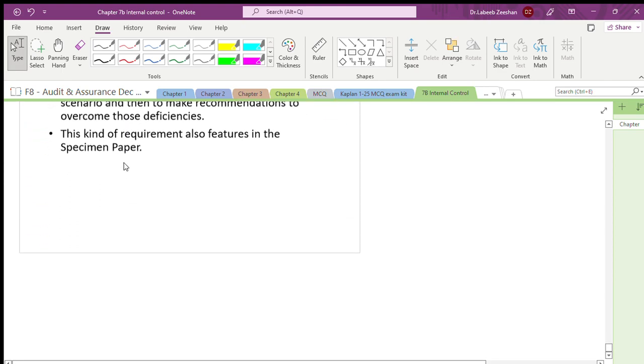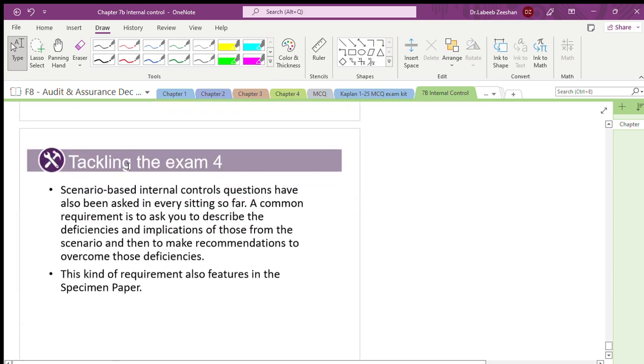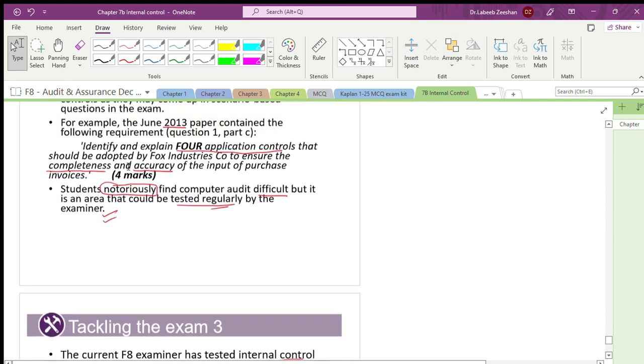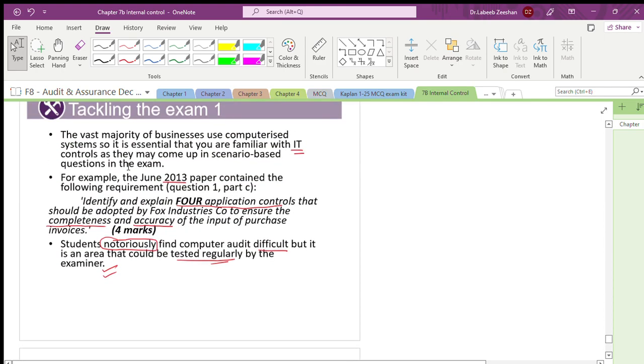I am checking whether it is a scenario-based question. It is June 2013. I will stop here. I will take the June 2013 question paper and we will discuss that. One minute. I am stopping the recording also.